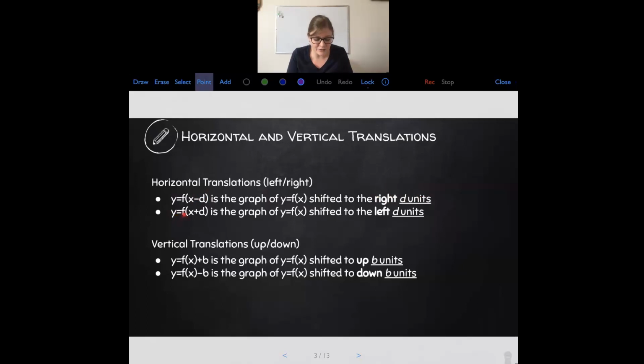If we have y equals f of x plus d, it's the graph of the parent function, y equals f of x, shifted to the left d units. Okay, so the plus sign here goes with left. For vertical translations, this is up and down. So if we have y equals f of x plus b, this is the graph of y equals f of x shifted up. Okay, so this plus b is going to move our graph up. Y equals f of x minus b is the graph of f of x shifted down b units.